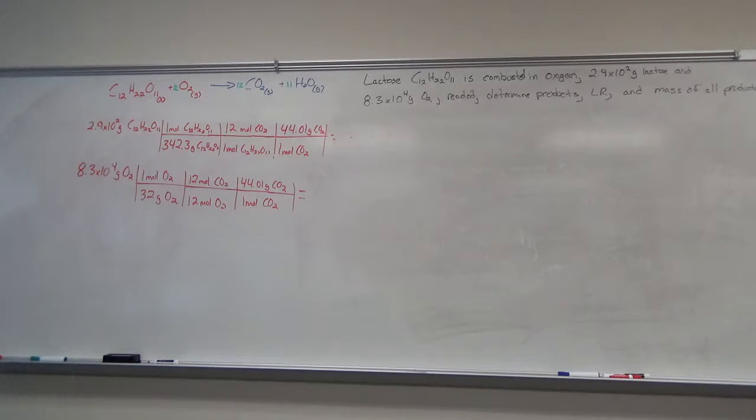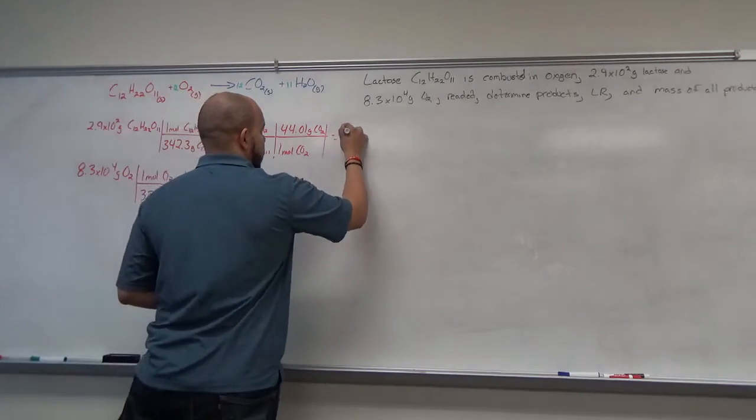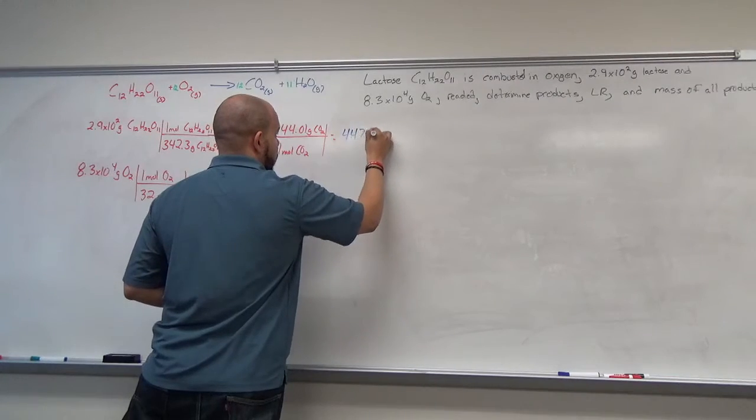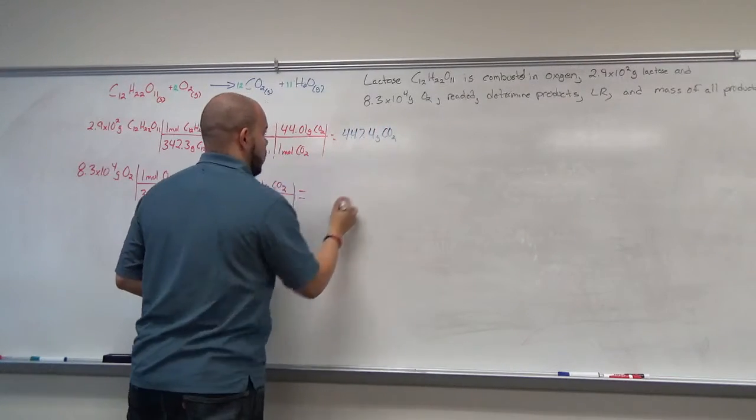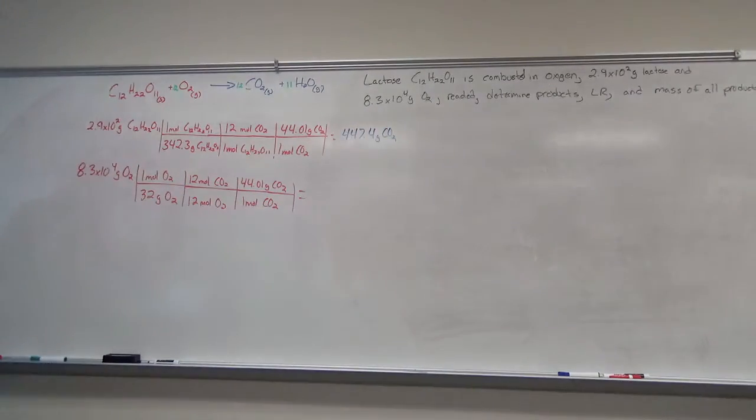What are the values on these two? 447.4, on the top one? Yes, 447.4. Okay, and then on this bottom one, it's going to be bigger. Should be, looks like it.